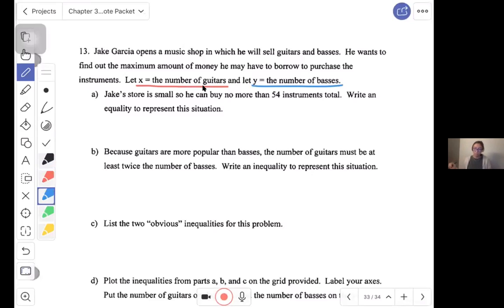We have guitars and we have basses. He can't buy more than 54 of them. How would we write an inequality to represent that? Gabby Soul, how would we write an inequality to represent this? Y plus X is equal to or less than 54. Awesome. Because when he buys both, it can't be any more than 54. Good.